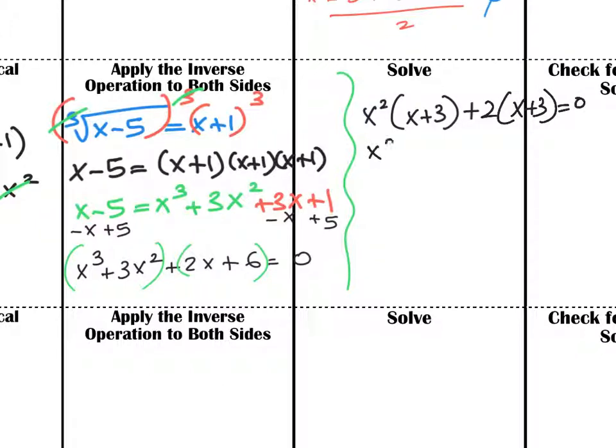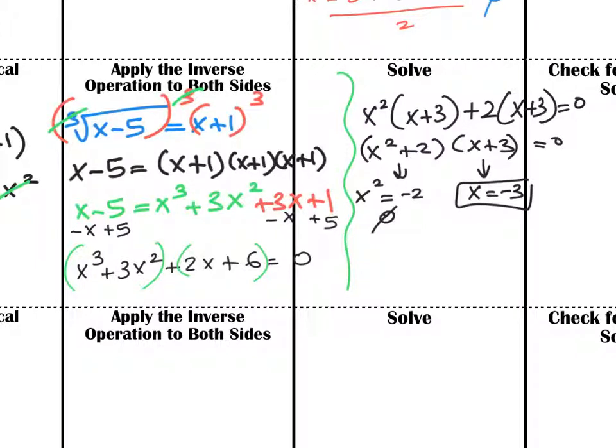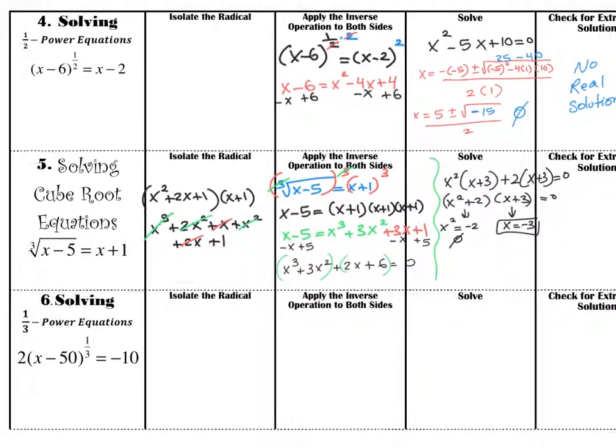Now, x squared plus 2, and then x plus 3. So these are my two factors. So that's going to give me x squared equals negative 2, which is an imaginary number, so I'm going to forget about that. And this is going to give me x equals negative 3. So I got only one solution for this.